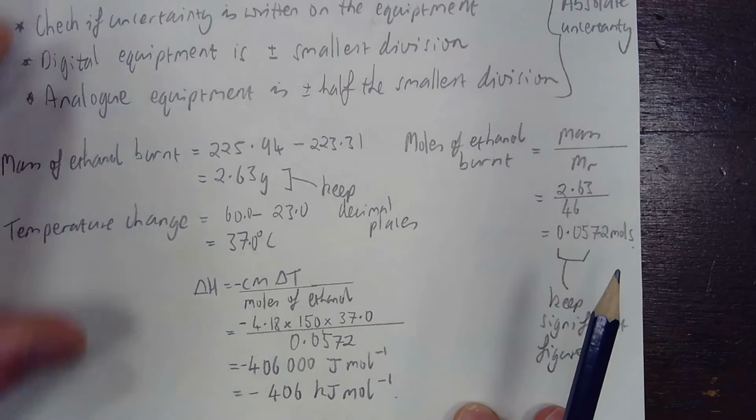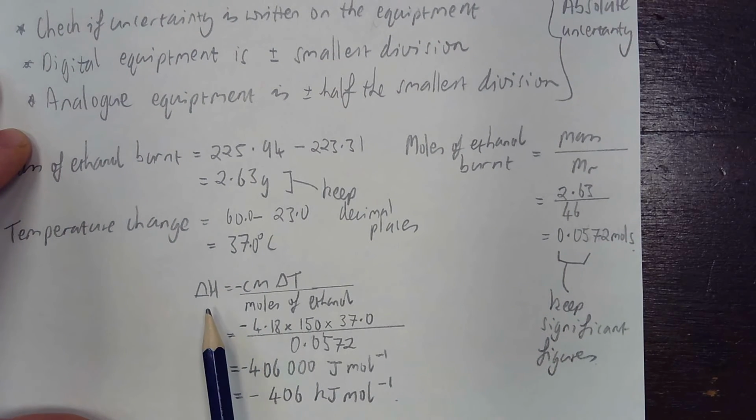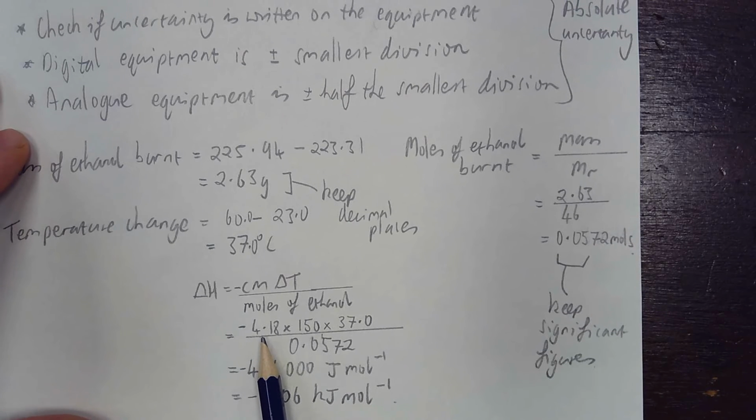In order to come up with a final answer for delta H, the enthalpy change for the combustion of ethanol, we use this equation. The minus sign is included because, of course, this is an exothermic reaction. The value of C is 4.18. This is the specific heat capacity of water, and that just comes from the data booklet. This is the mass of water in the calorimeter, the temperature change, and the number of moles of ethanol burnt.